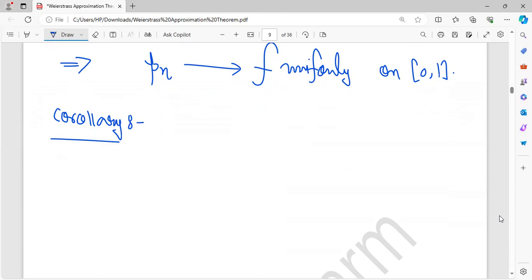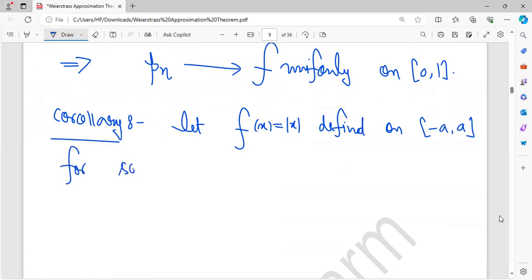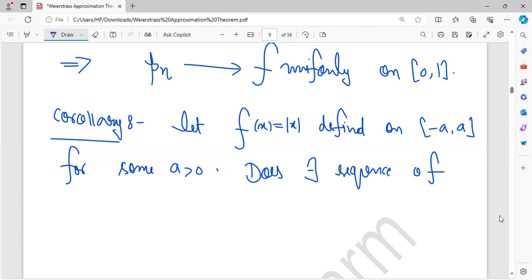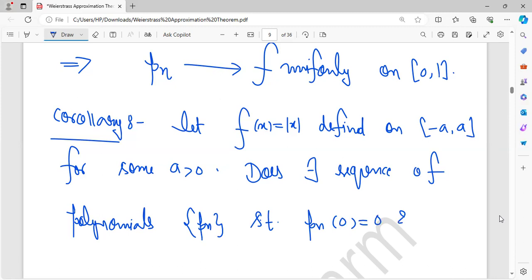Let f(x) = |x| be defined on the closed interval [-a, a] for some a greater than 0. Thus, there exists a sequence of polynomials P_n(x) such that P_n(0) = 0 and P_n(x) converges to f uniformly on [-a, a]. Is this true?